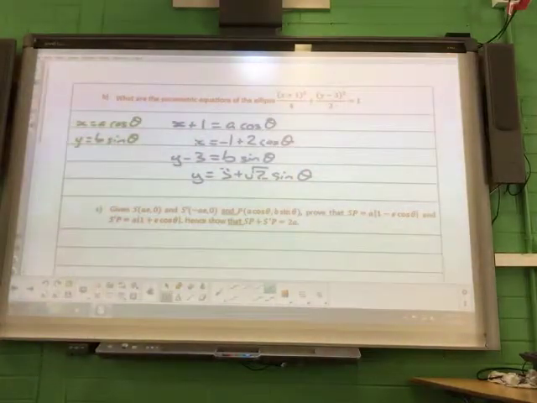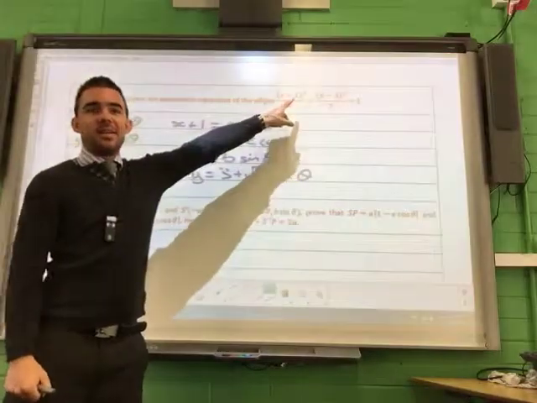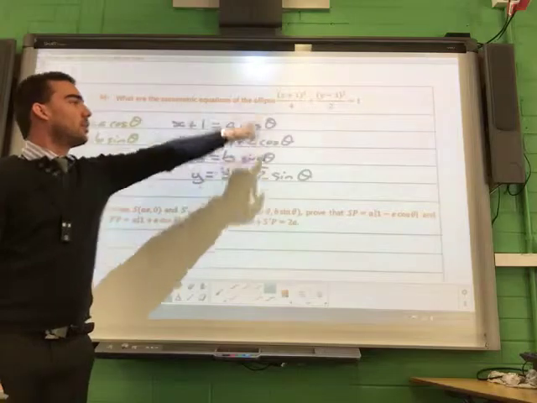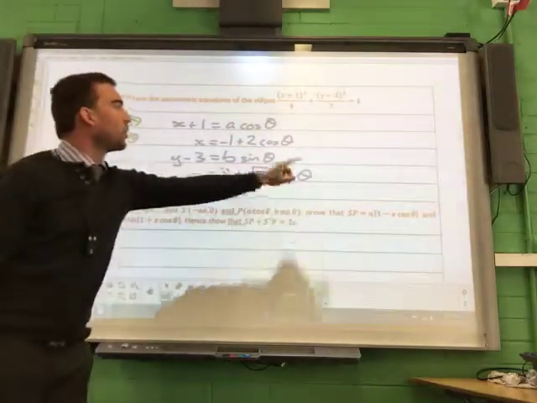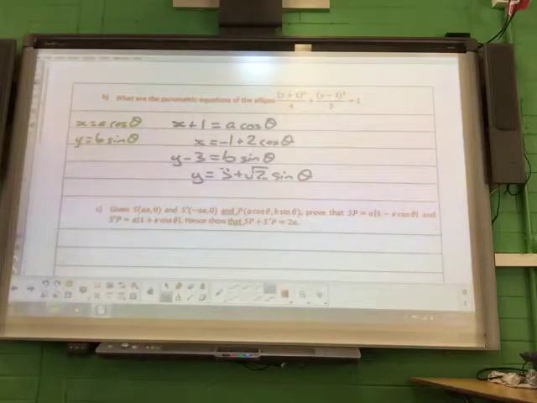Okay, and they're parametric. But if you don't believe me, what you can do is substitute x and y into there. You have all this plus 1 all squared, divide by 4, and then all this take away 3 all squared, divide by 2, and the result will be 1. Okay, if you don't believe me.